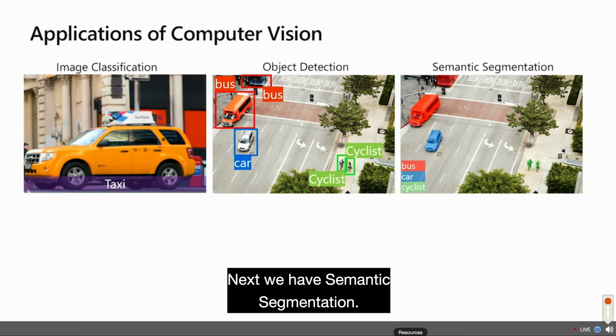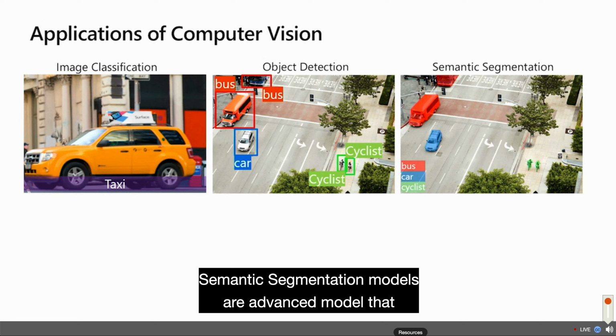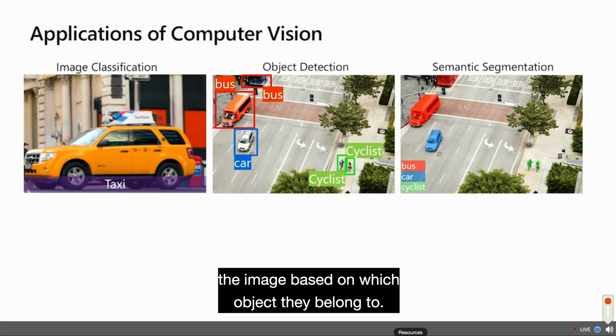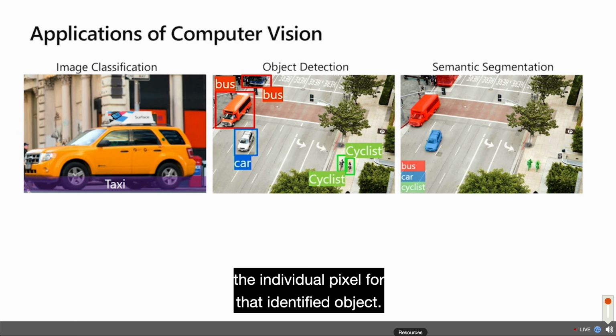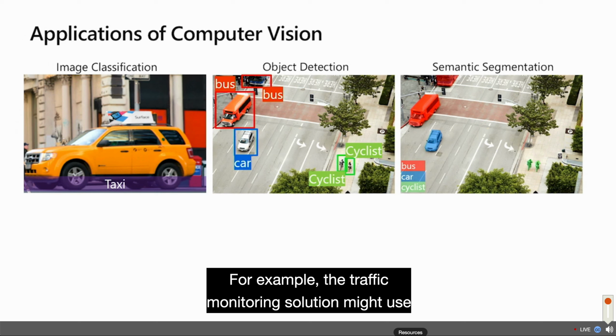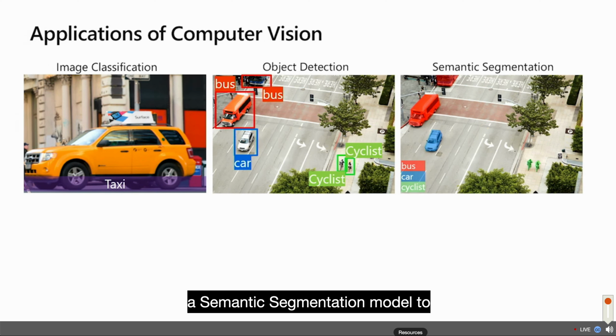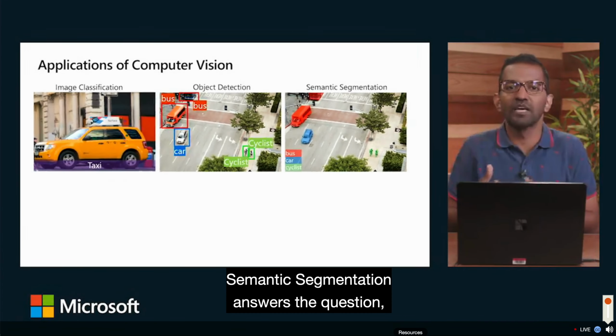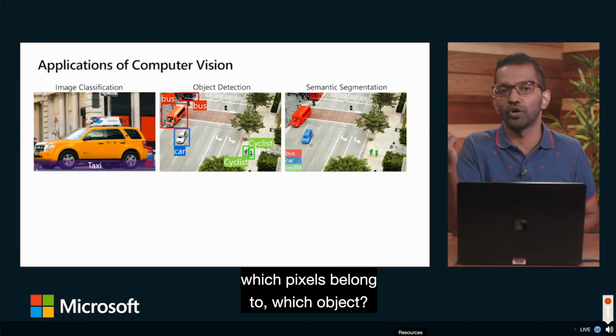Next, we have semantic segmentation. Semantic segmentation models are an advanced kind of model that classify individual pixels in the image based on which object they belong to, down to the individual pixel for that identified object. For example, the traffic monitoring solution might use a semantic segmentation model to overlay masks on the image to indicate the pixels that belong to the bus, pixels that belong to the car, pixels that belong to the cyclist with different colors. Semantic segmentation answers the question, which pixels belong to which object?